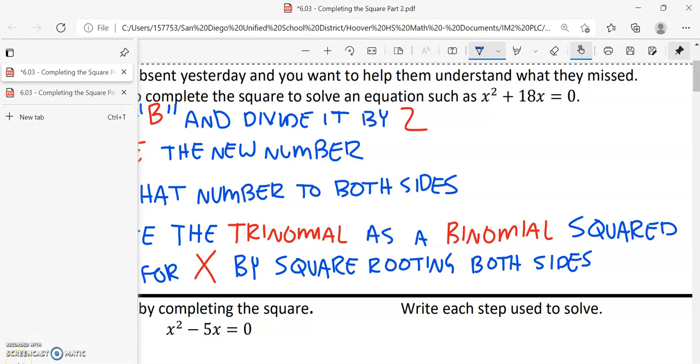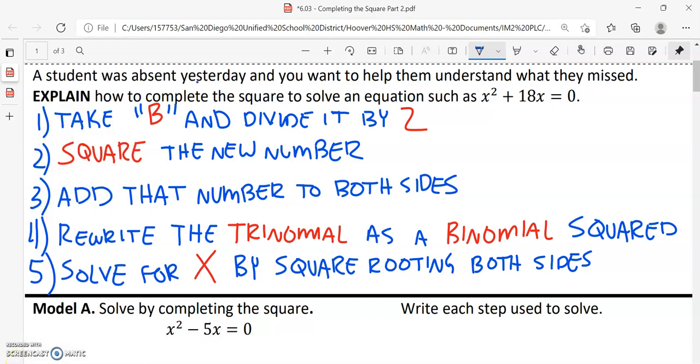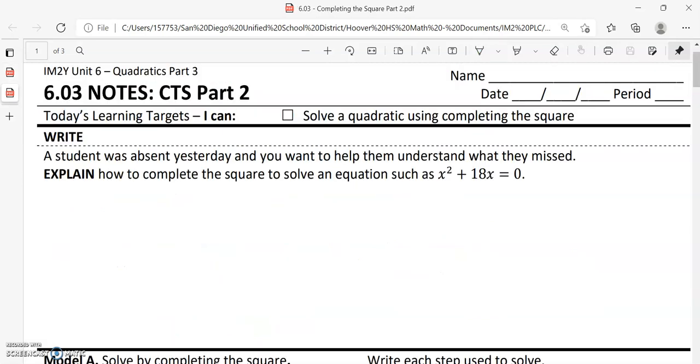6.03, completing the square, part 2. Here are some notes for you to copy down on your paper. This is explaining the steps that we talked about in the previous lesson. You can pause it and copy the notes down if you want.